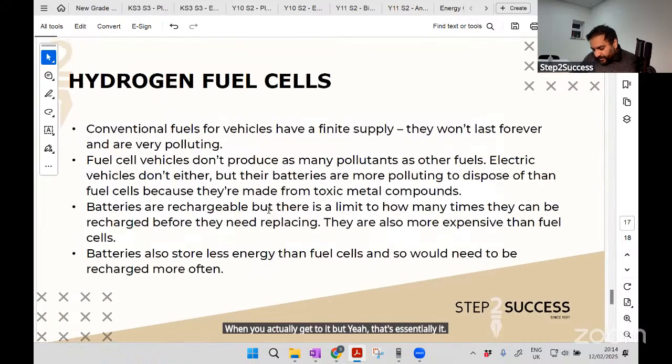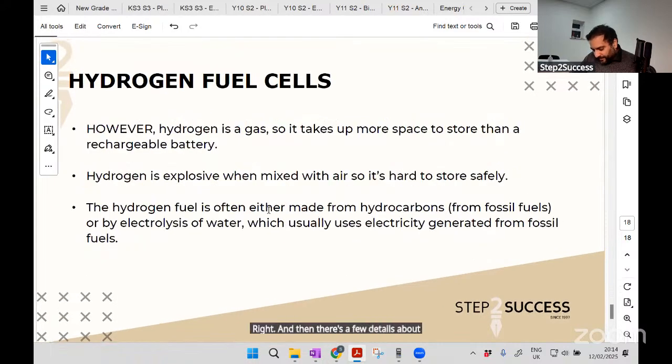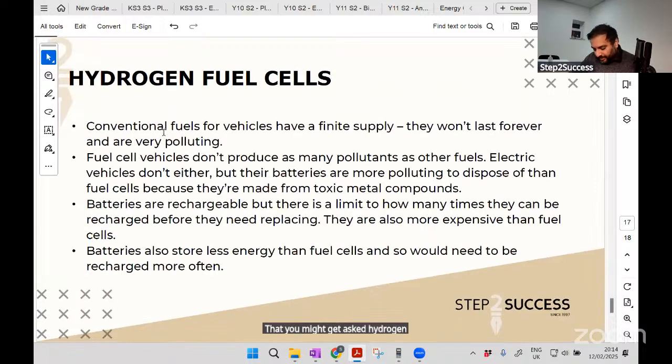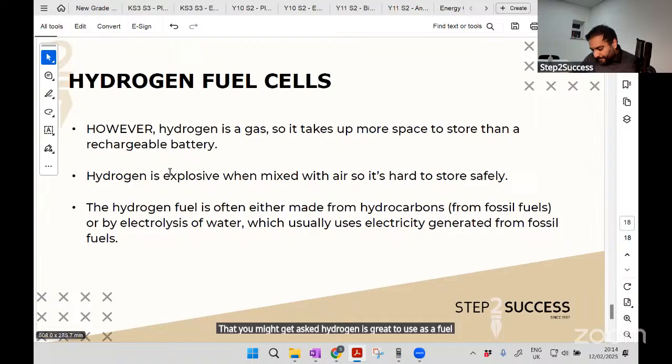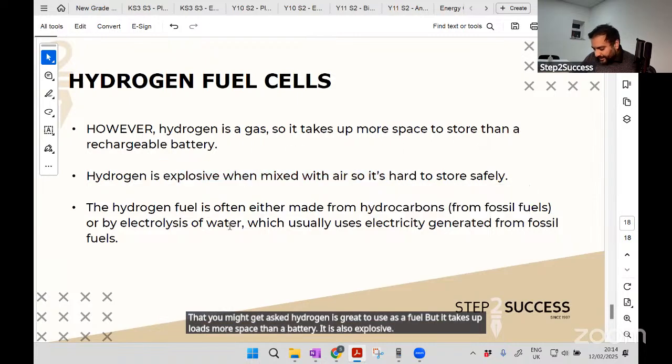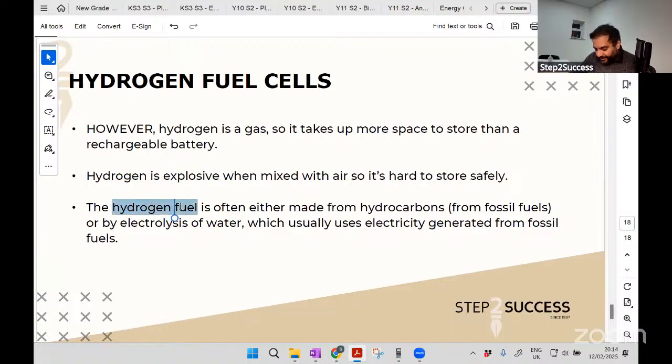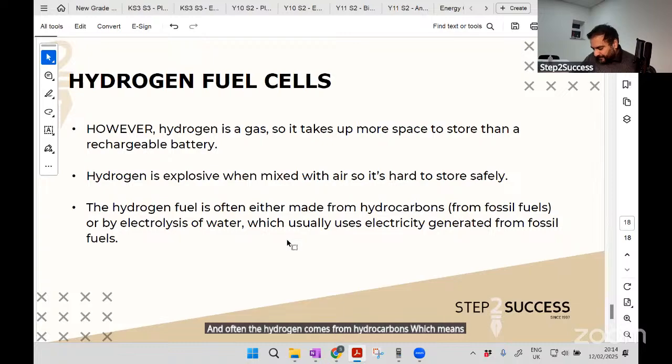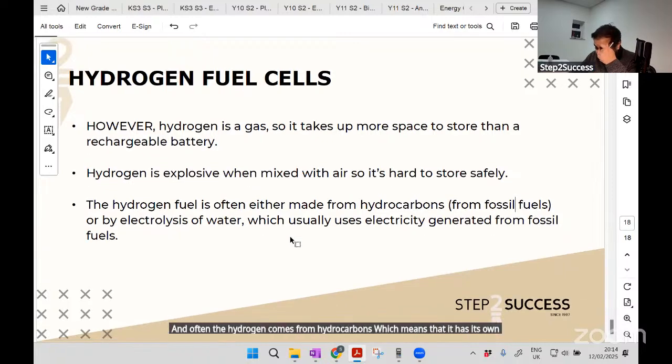Right. And then there's a few details about problems with this stuff that you might get asked. Like hydrogen is great to use as a fuel, but it takes up loads more space than a battery. It is also explosive. And often the hydrogen comes from hydrocarbons, which means that it has its own negative impact, which you, I'm sure, are aware of.